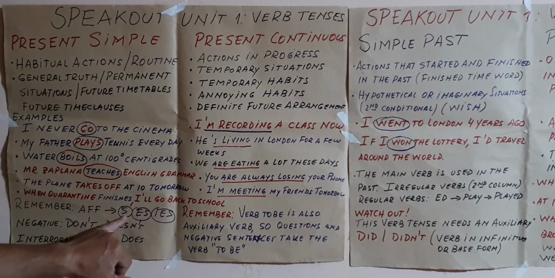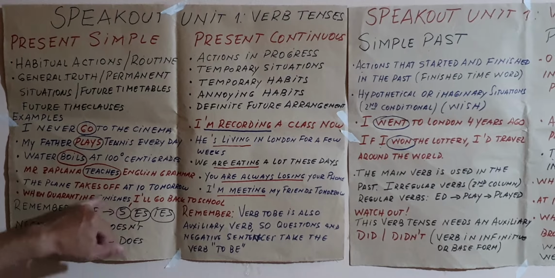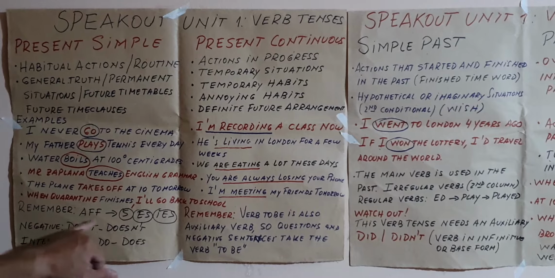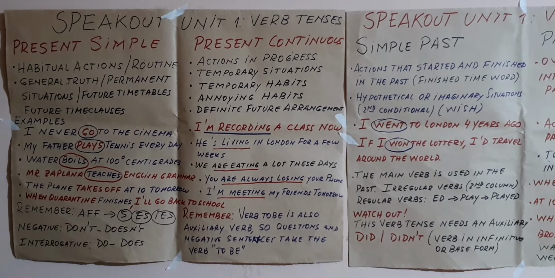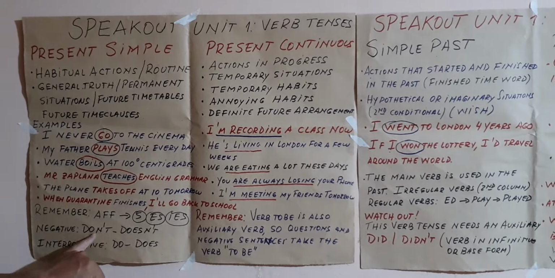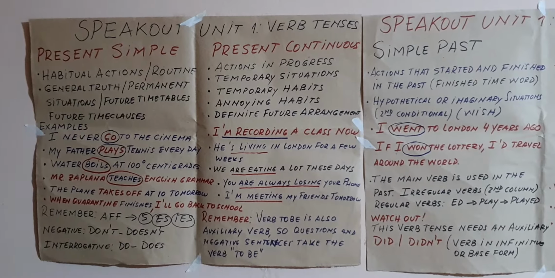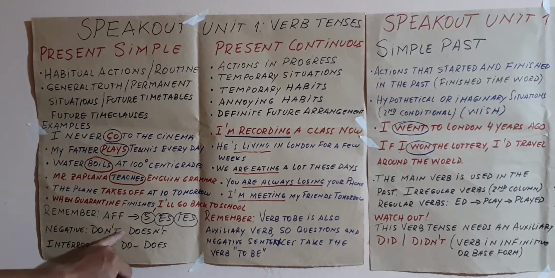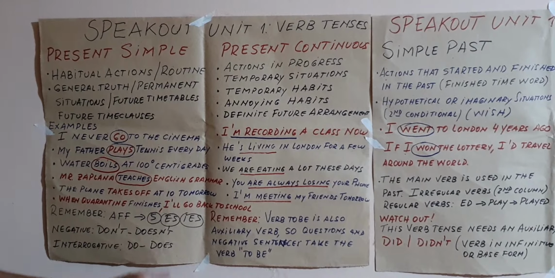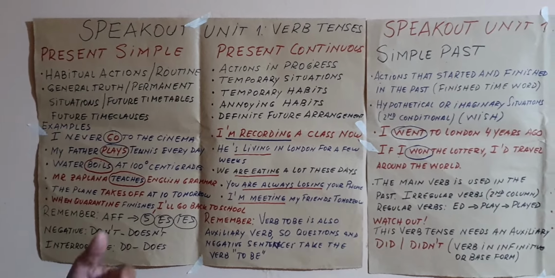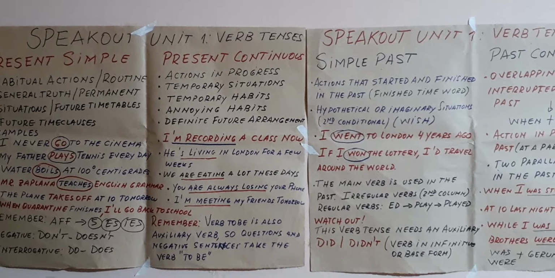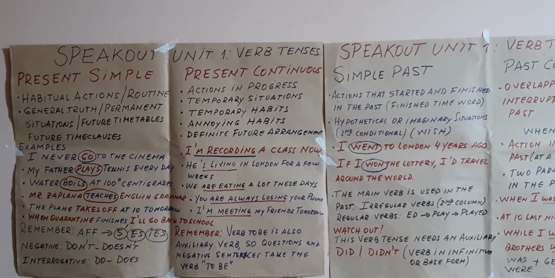Remember, please, that in the affirmative, as you can see here, for example, in teaches or boils or plays, the verb takes s, es, or ies in the third person singular. And in the negative, we use don't or doesn't, the auxiliaries. But remember that when we use the auxiliaries, don't, doesn't, or in the interrogative, do or does, the verb comes back to the base form. That is to say, without s or es or ies.